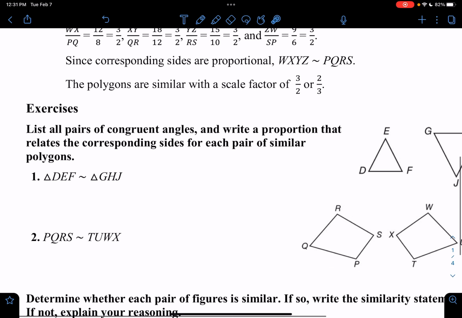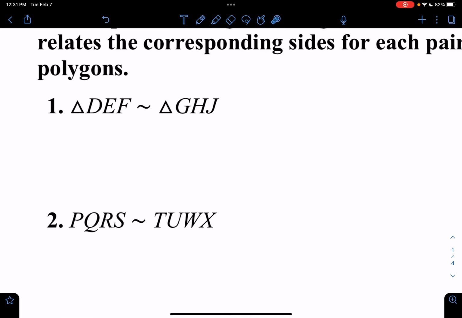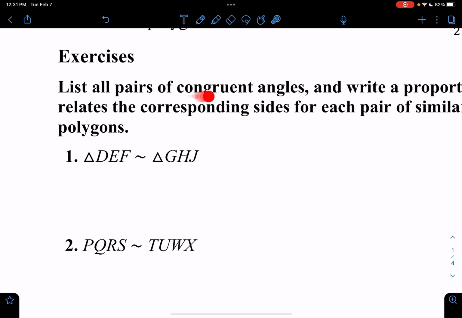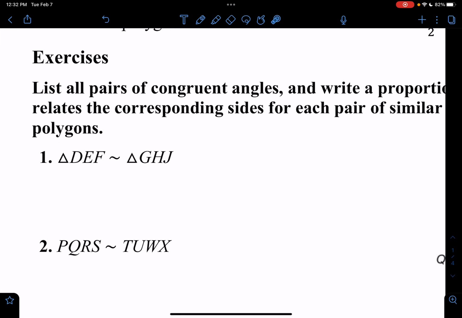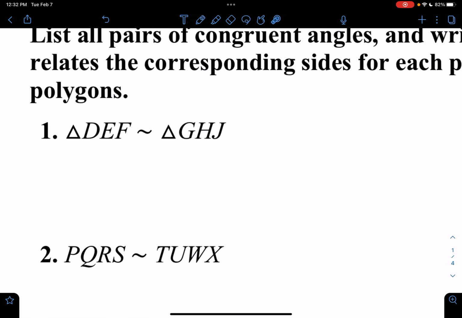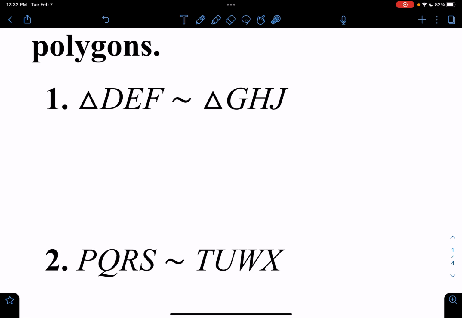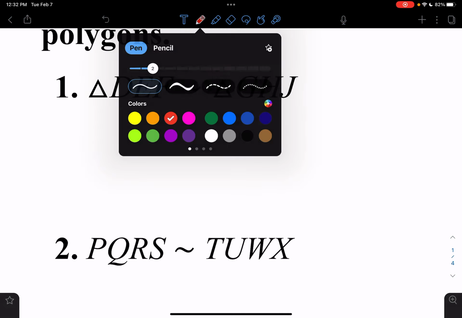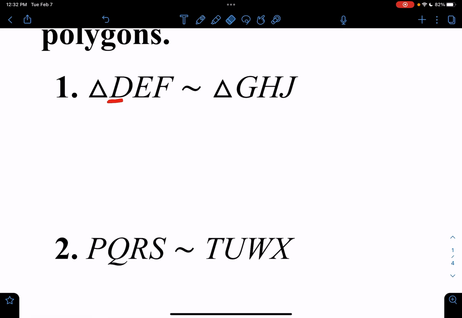So when we start looking at some of the problems, they already told me these two are similar. So I need to list all the pairs of congruent angles and write the proportion that relates the corresponding sides for each pair of similar polygons. Well, I do not even need to look at the image. I know, and I can say super quickly, that angle D is congruent to angle G.